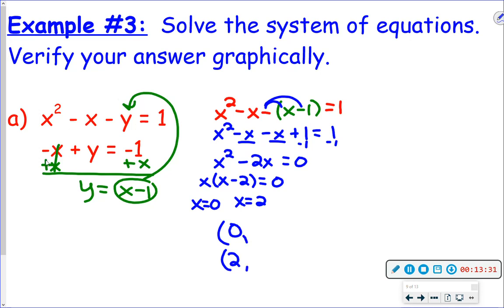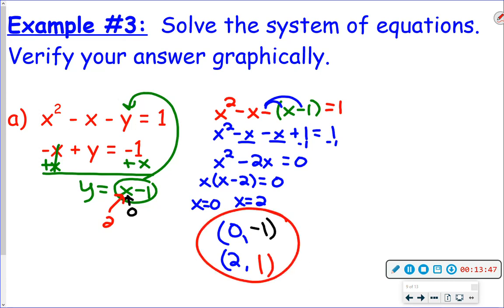Now, let's calculate the corresponding y's. If I replace, let's start over here with 0. So if I do 0 minus 1, got it. And then I'm going to replace the x with 2. 2 minus 1, got it. So you can have more than one ordered pair. I just think about the graph of this. That top equation, of course, would be a parabola. The bottom, a line. A line is intersecting or hitting that parabola in 2 different spots. Hence why we have 2 different answers.